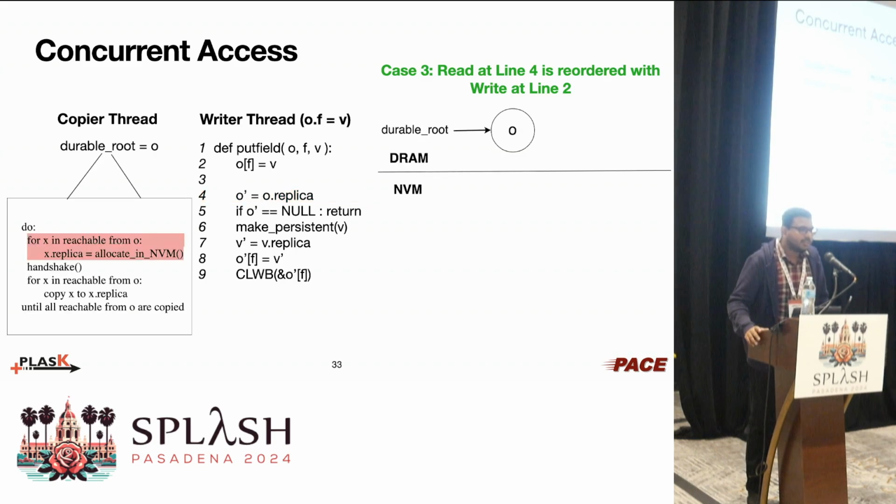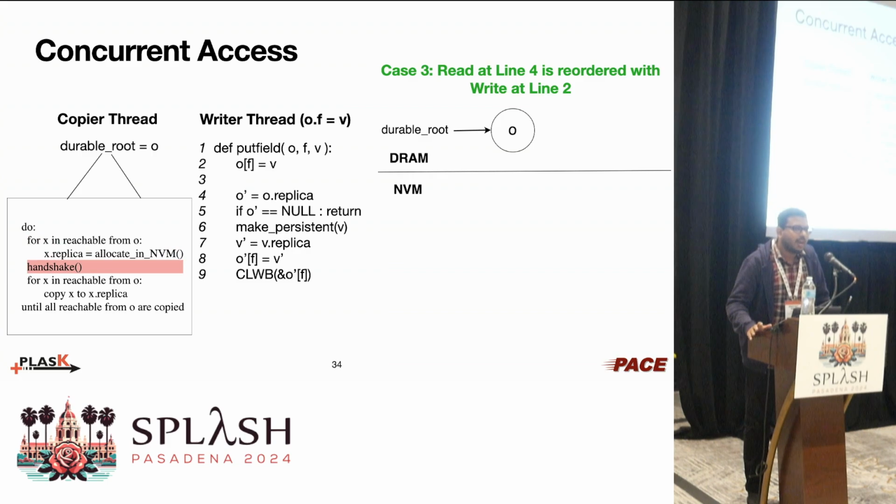Then we go to the copier thread. Now the copier thread does something more involved here. We have not shown the entire code, but this is the abstract way of representing what we are doing here. As you can see, there is a for loop here which basically allocates memory on non-volatile memory for all the DRAM objects which are reachable from O. In this case, there is only object O and there are no other objects which are reachable from O. Hence, we'll just allocate some memory for object O on the NVM, but we won't copy the object yet.